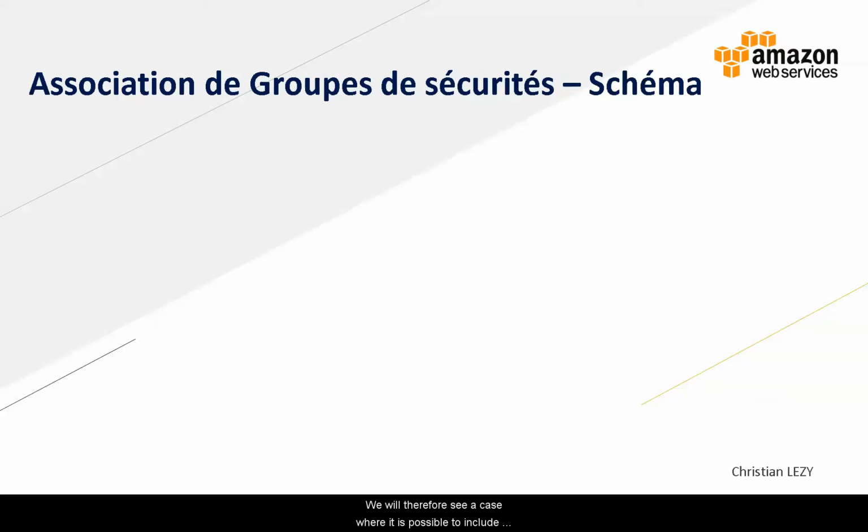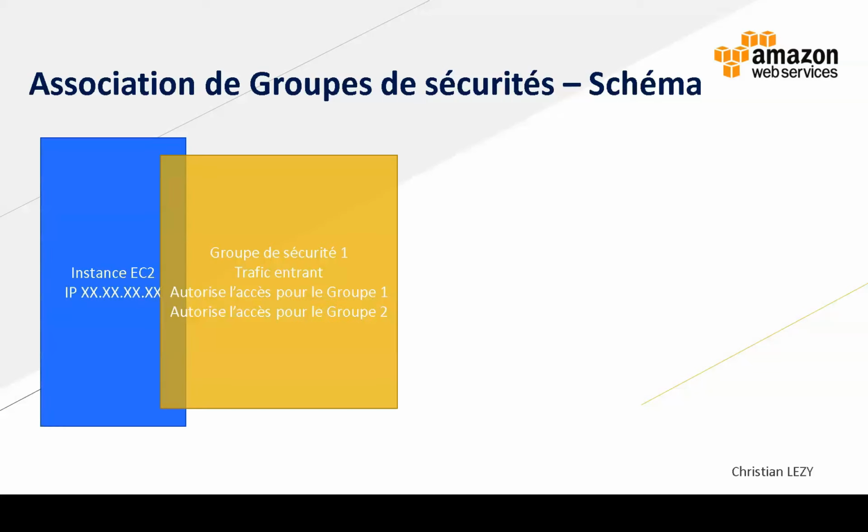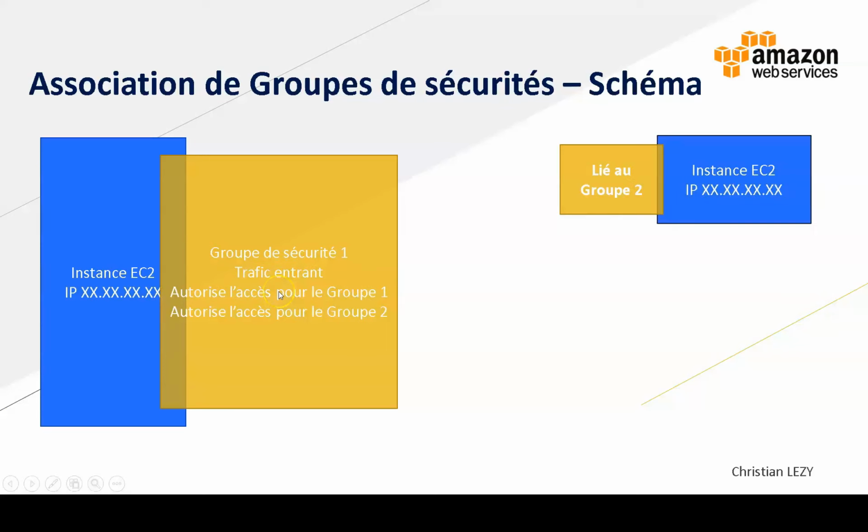We will therefore see a case where it is possible to include a security group in another security group. This can be interesting since it allows users to avoid redundancy. You can create several security groups. Let's say that our EC2 instance has a first security group that authorizes incoming traffic for group 1 and 2. You also have another machine, an EC2 instance, that is linked to the group 2. When connecting to our left instance, it will work since the group 2 is authorized by the first security group.